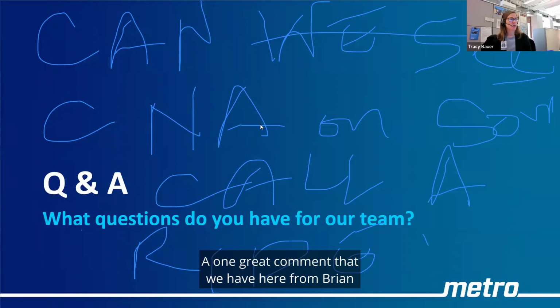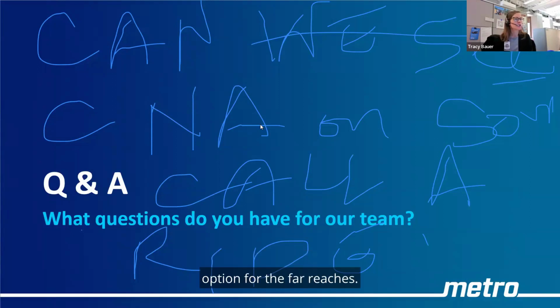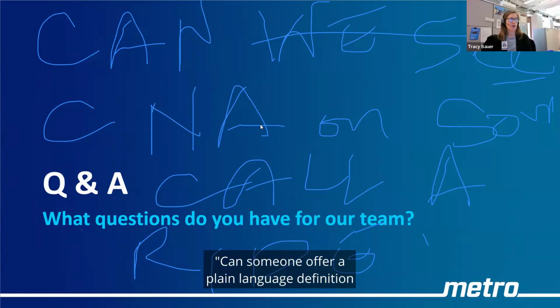One great comment that we have here from Brian is that Via Metro is really great. I'm sorry, that would be the most effective microtransit option for the far reaches. It's quick, cheap, and like taking Uber. So thank you for that feedback. And then JMO was asking, can someone offer a plain language definition of what first mile, last mile option means?